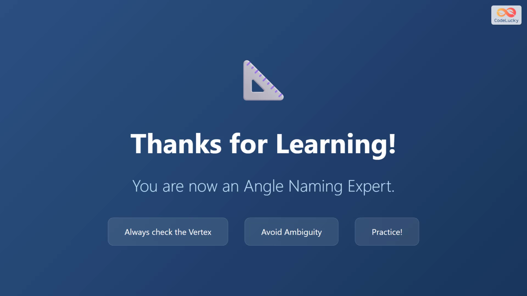Great job! You now understand the different ways to read and write angles. Remember to always check your vertex and avoid ambiguity.